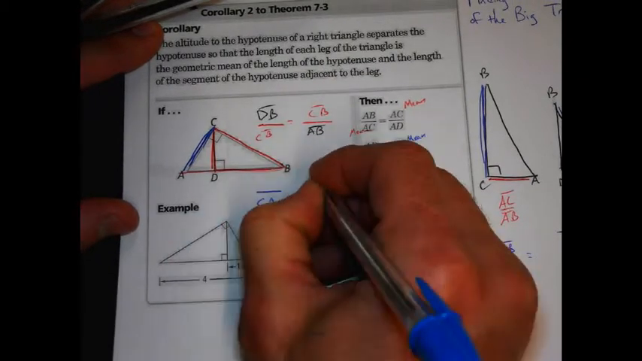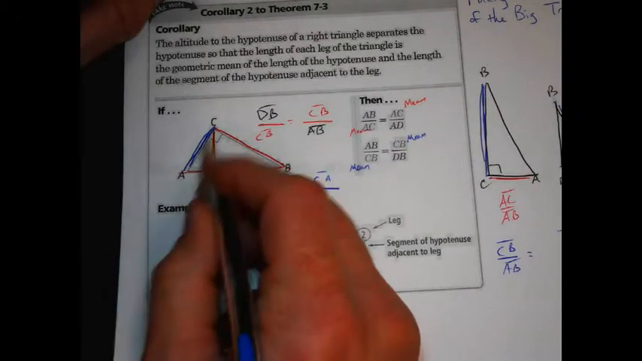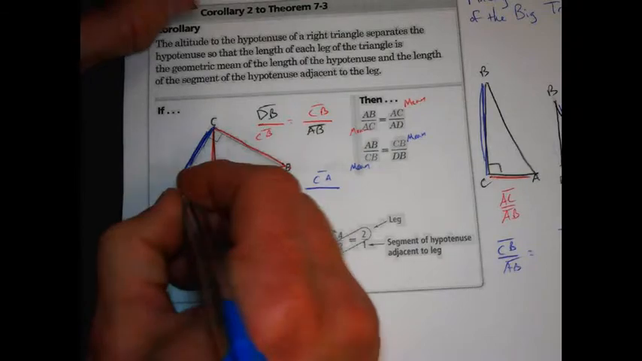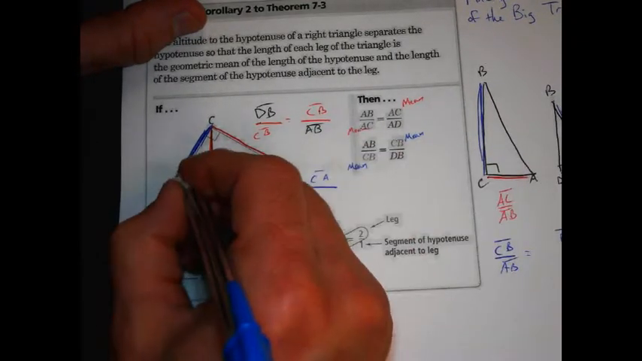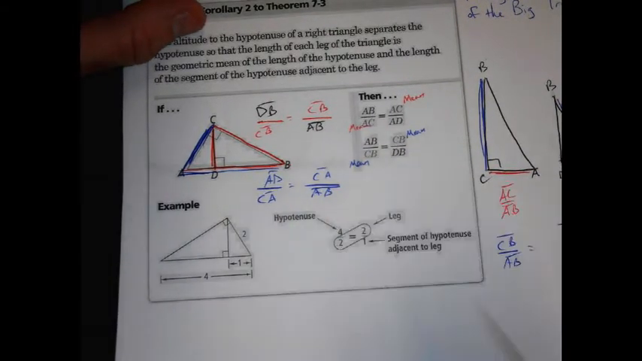CA, or AC as the book calls it, doesn't matter. So I have my geometric means. So what is CA related to? The other two it can touch. CA can touch AD, and CA can touch AB. Okay, so there's my geometric means.